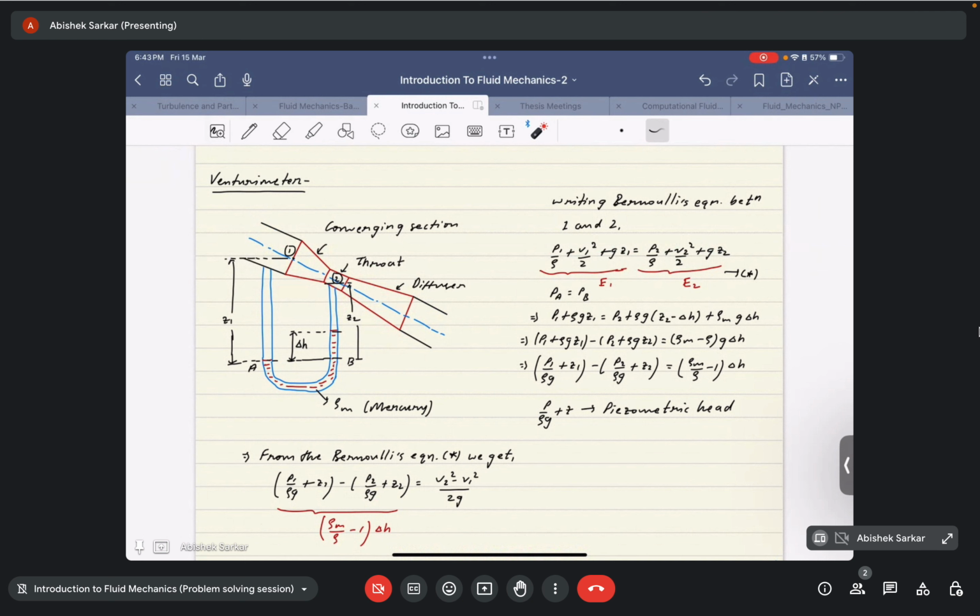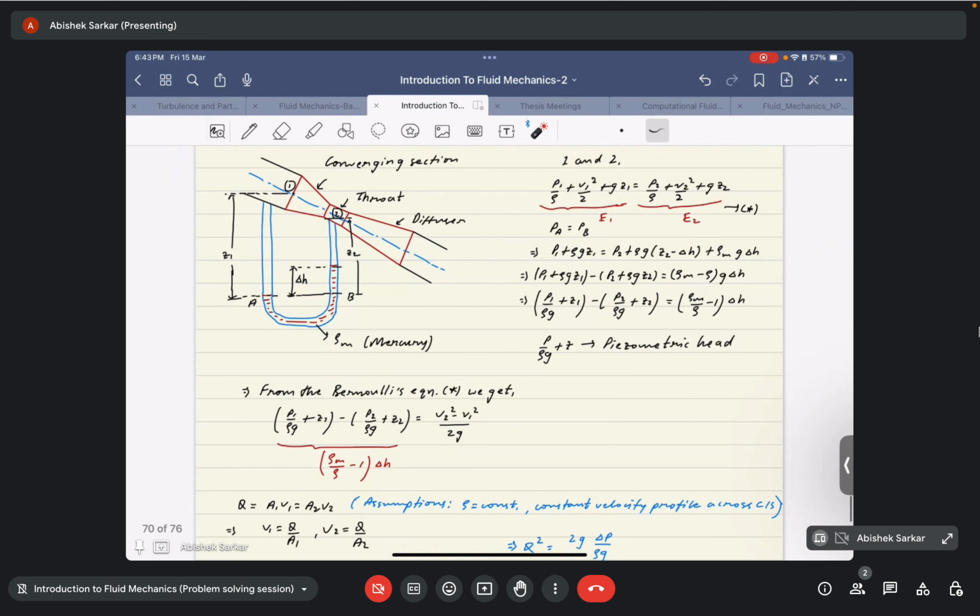Okay, so now consider this diagram where point 1 lies at the entrance of the venturimeter and point 2 lies at the throat of the venturimeter, and the pressures at these two points are being measured using a U-tube manometer. Say the measuring fluid in the manometer is mercury. If we now apply Bernoulli's equation between point 1 and 2, we can write P1 by rho plus V1 square by 2 plus GZ1 is equal to P2 by rho plus V2 square by 2 plus GZ2.